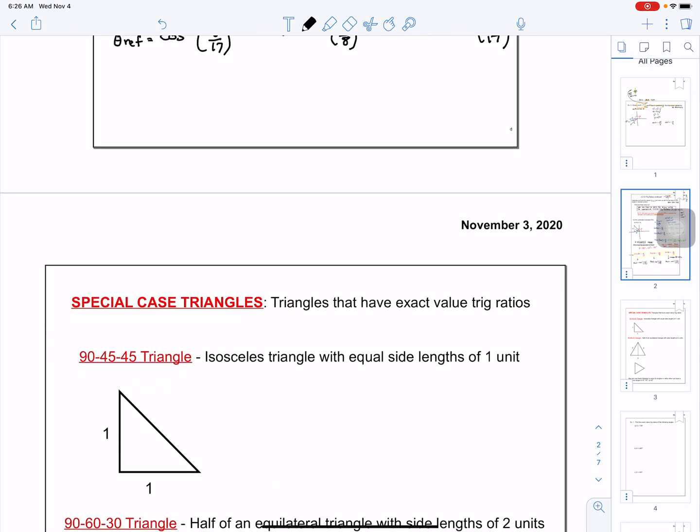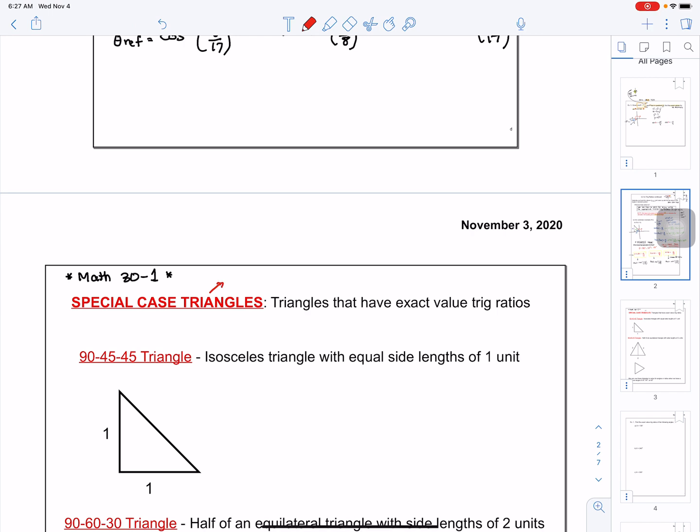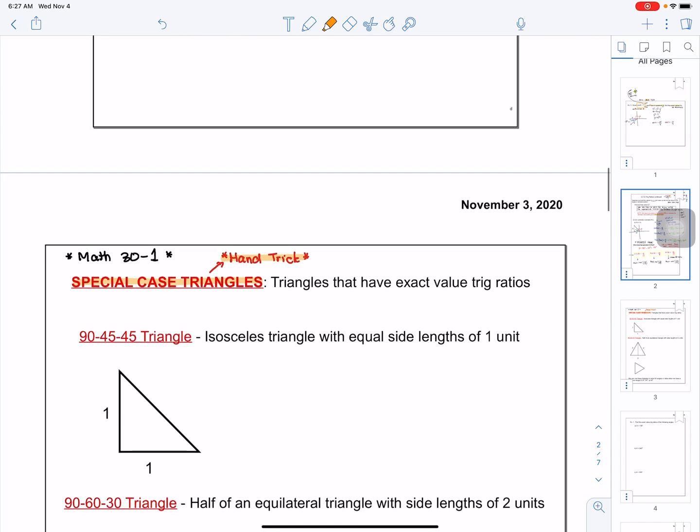Now, we're moving on to special case triangles. So this is super important in Math 30-1. These triangles, you kind of have to know the values and know the angles in the triangles. If you don't like the triangle method, which personally, I don't like the special triangles, I'm going to show you a hand trick that will give you the same information that the triangles show you. So as you're working, you have to either remember the special triangles or remember the hand trick to get the values off the special triangles.